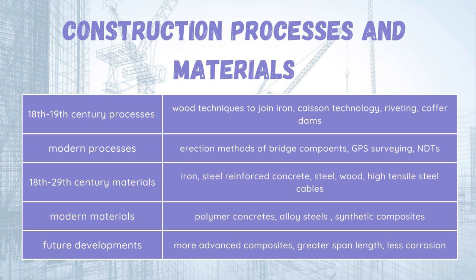The 18th to 19th century also had lots of riveting and cofferdams. So cofferdams, that's basically just a way of blocking off water for a temporary amount of time, so that you can work on the base of the riverbed to secure the foundation of the bridge as you're building it.